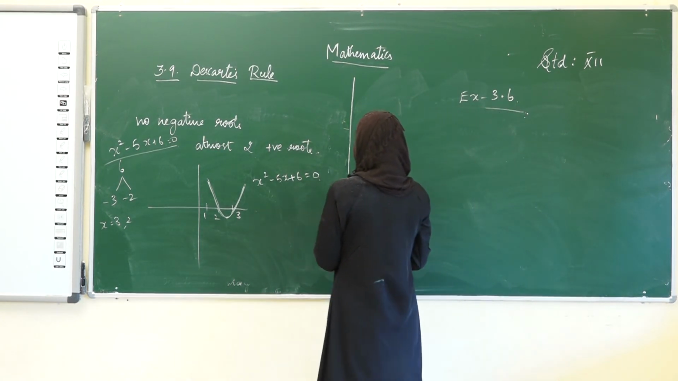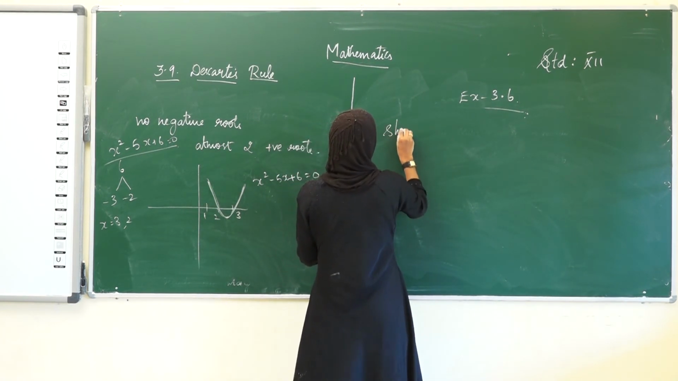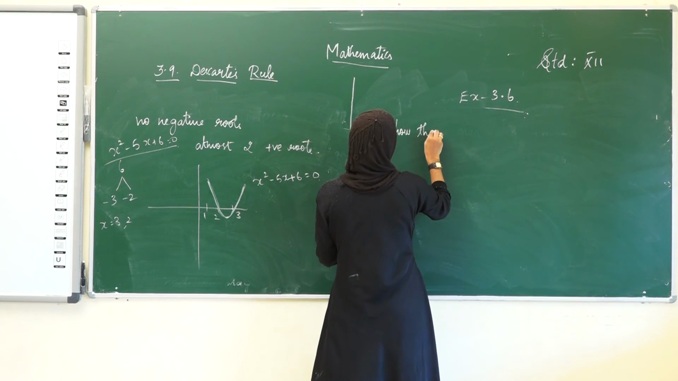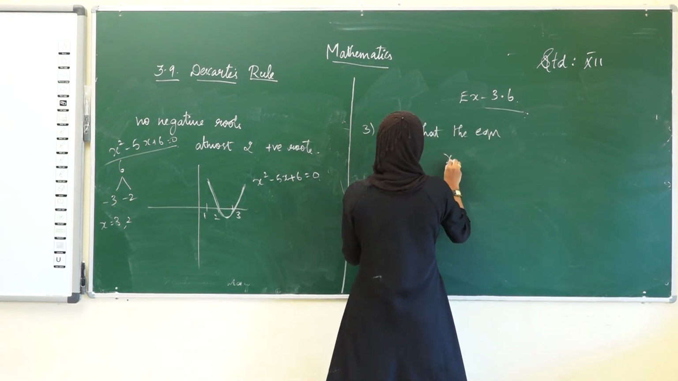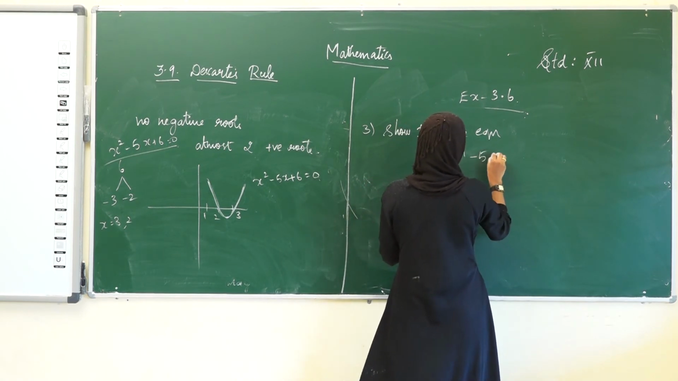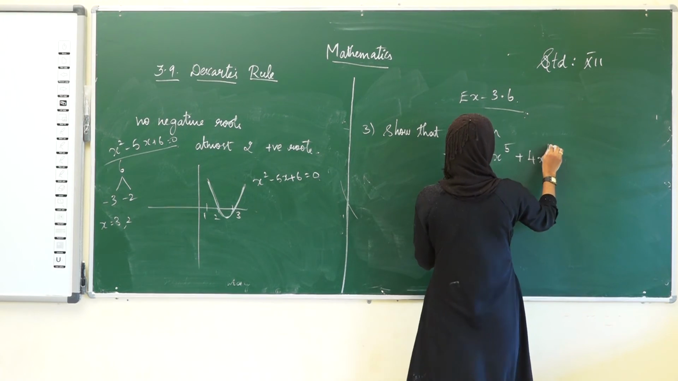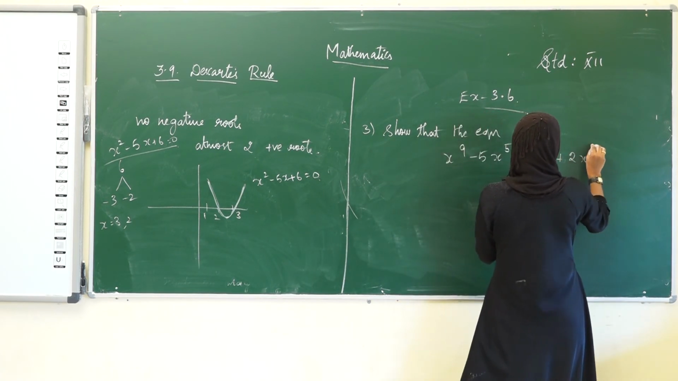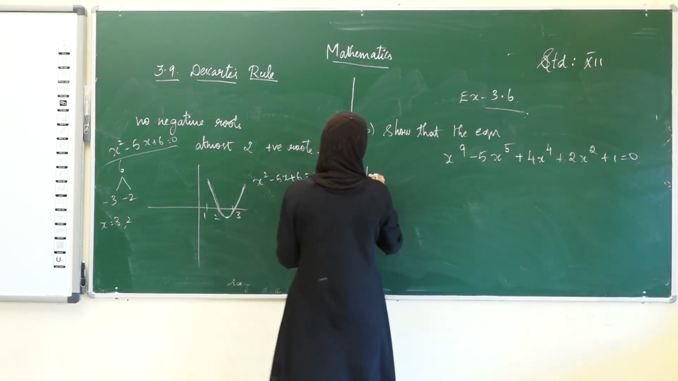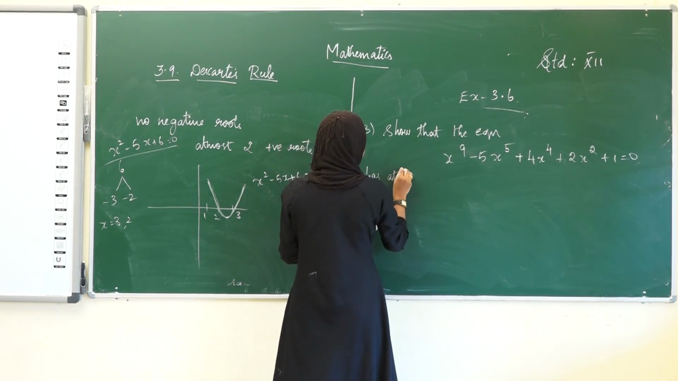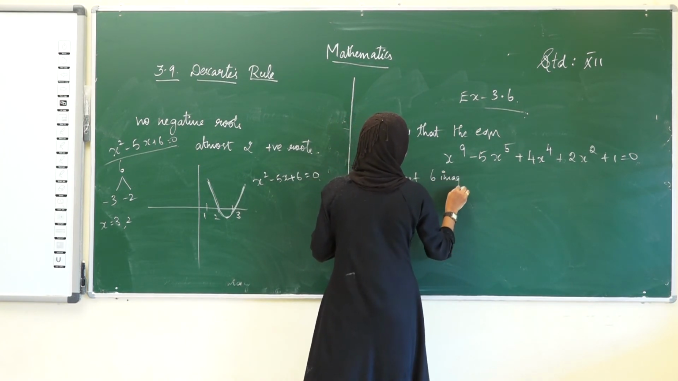See the third sum. What they have asked is, show that the equation x power 9 minus 5 into x power 5 plus 4 into x power 4 plus 2x square plus 1 equal to 0 has at least 6 imaginary roots.